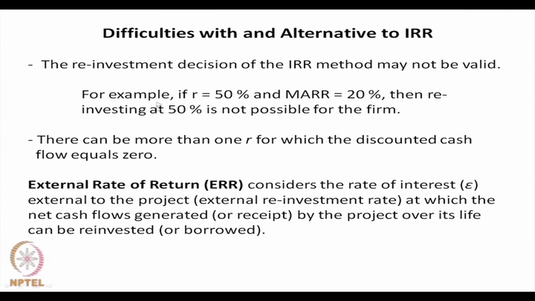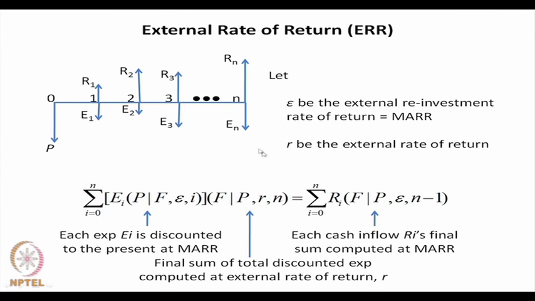This is what we have written here: the difficulty with reinvestment decision of IRR and the problem of multiple values of R. These are two problems for which one goes for what is known as the external rate of return. It considers the rate of interest epsilon, external to the project, at which the net cash flows generated or received by the project over its life can be reinvested. Now, this we are showing in the form of another diagram here.